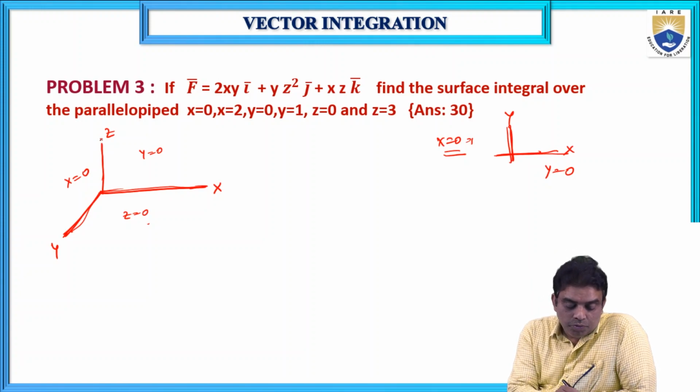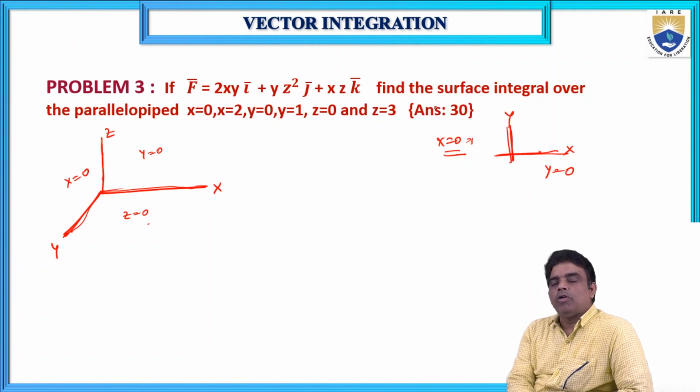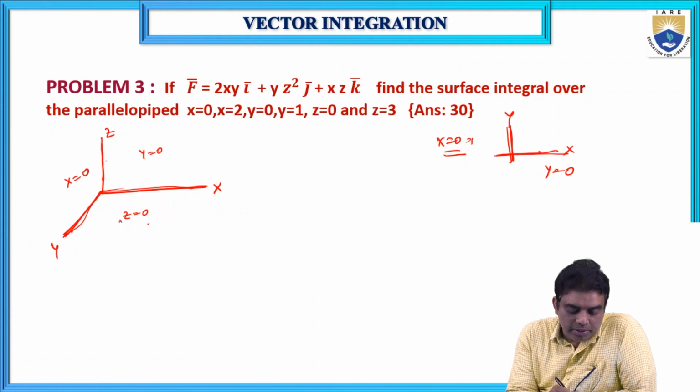Now, to find the surface integral over the parallelepiped, the boundary is given x is 0, x is 2. x is 0 means yz plane, x is 0.